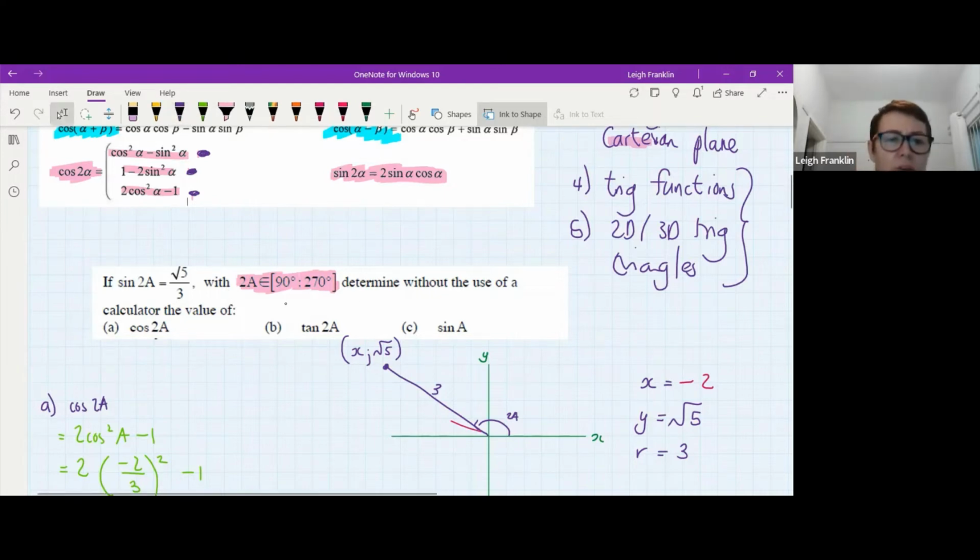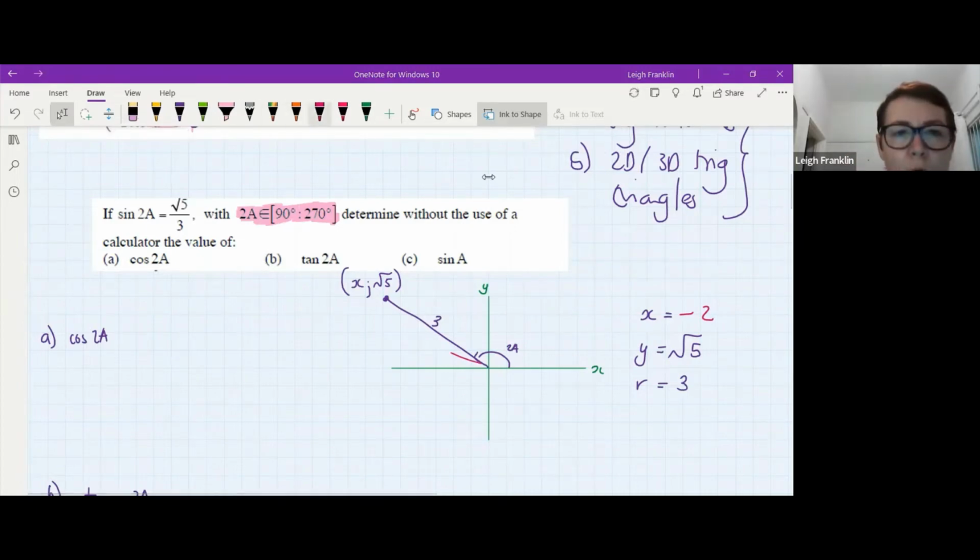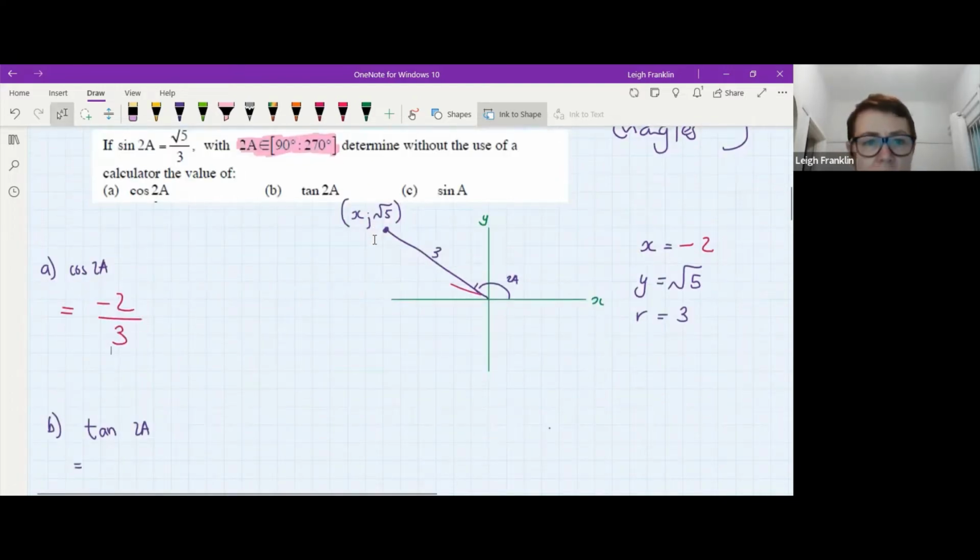Actually, no, hang on a second. Sorry. We worked in terms of 2a, didn't we? Beg your pardon. Our angle was in terms of 2a. No, you're quite right. Our angle was in terms of 2a. I beg your pardon. So cos 2a is simply x over r. Okay, so that would be minus 2 over 3. My apologies.